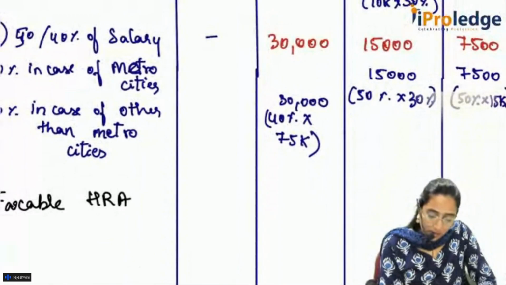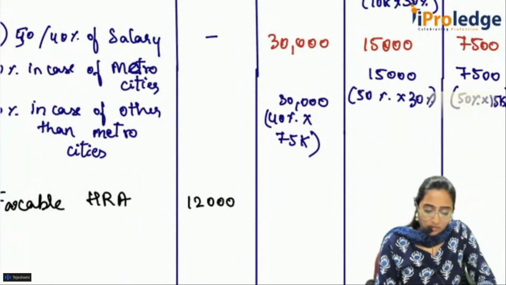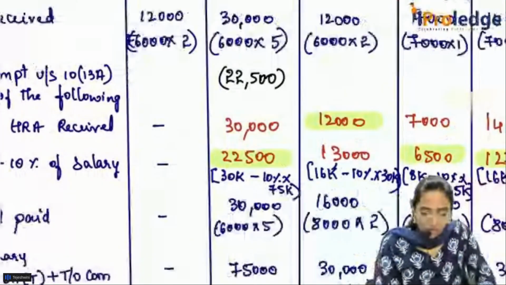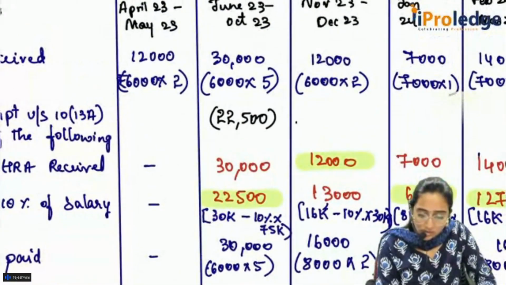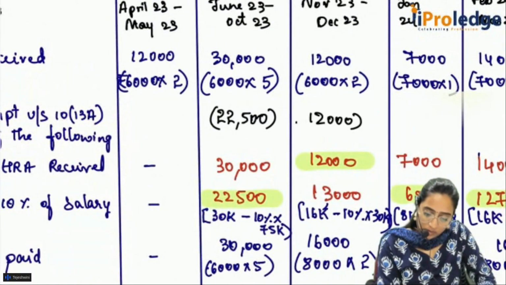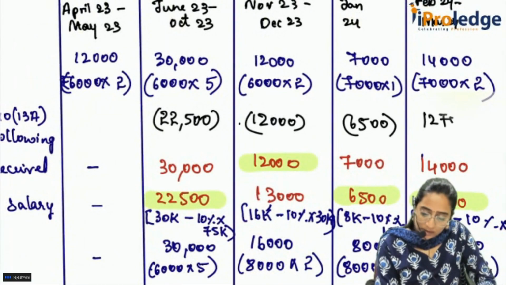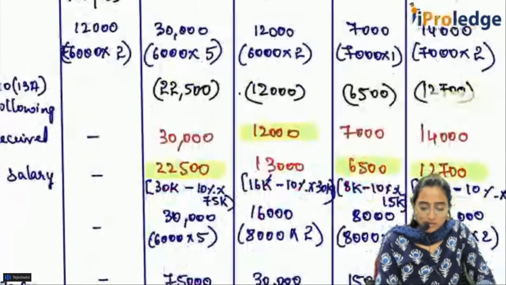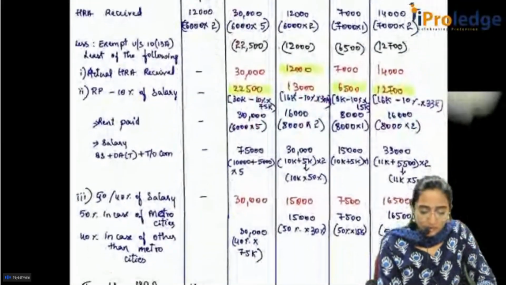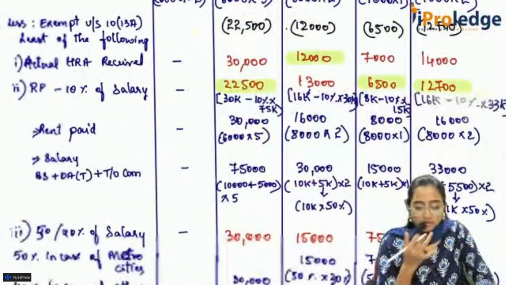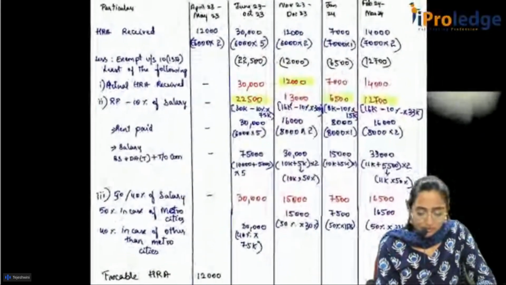The taxable HRA in this case would be 12,000. Whatever you are recording over here, 22,000, this is 12,000. Next, 6,500 exempted amount, and this is 12,700. Please do the minus of this and tell me the amount, people. Taxable HRA. 30,000 minus 22,500, 7,500.